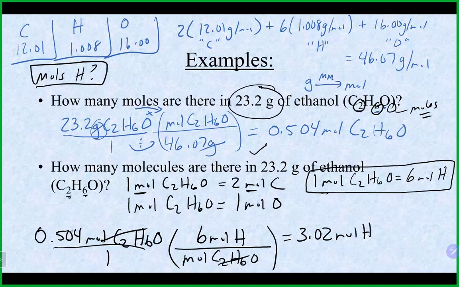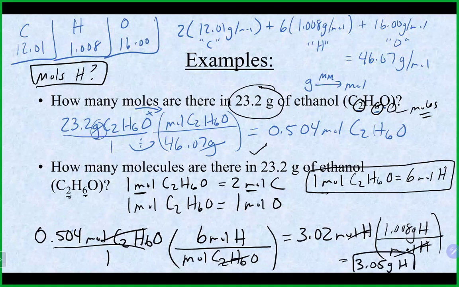What happens if I want to know how many grams of hydrogen that would represent? What should I use next? I would need what to go from moles to grams? The molar mass from the periodic table of hydrogen in this case, right? So if I want to know how many grams that would represent, I could go back to the periodic table, use the molar mass of just hydrogen, and the moles of hydrogen would cancel, and you would find that there are, we'll call it 3.05 grams of hydrogen in that 23.2 grams. So out of that 23.2 grams, basically 3 grams of it is hydrogen, right? In this particular case. Any questions on that?